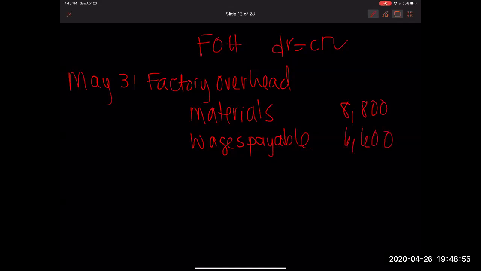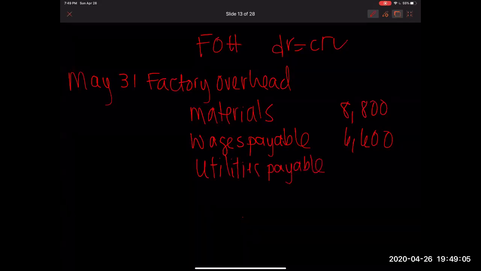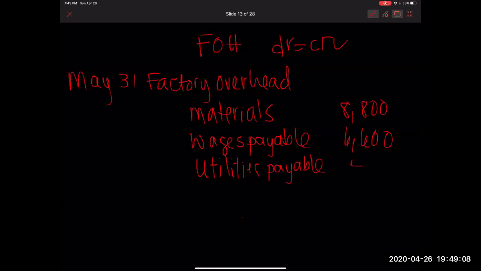And then it tells us our utilities cost, so we're going to do utilities payable, and that amount was 4,800. And then lastly, we have factory depreciation. Remember, factory depreciation is also not an account, so it's called accumulated depreciation. Don't forget Accounting 1A, where we did depreciation expense as a debit and accumulated depreciation as your credit. Anyways, that is 9,000.